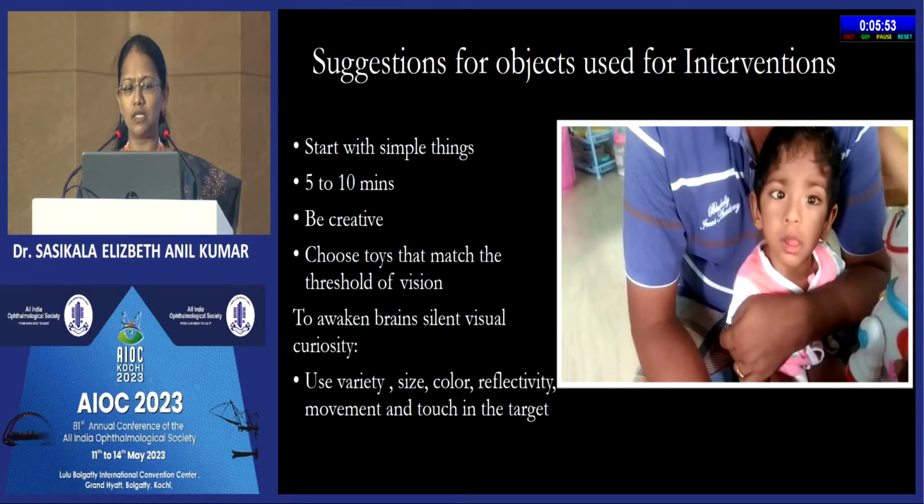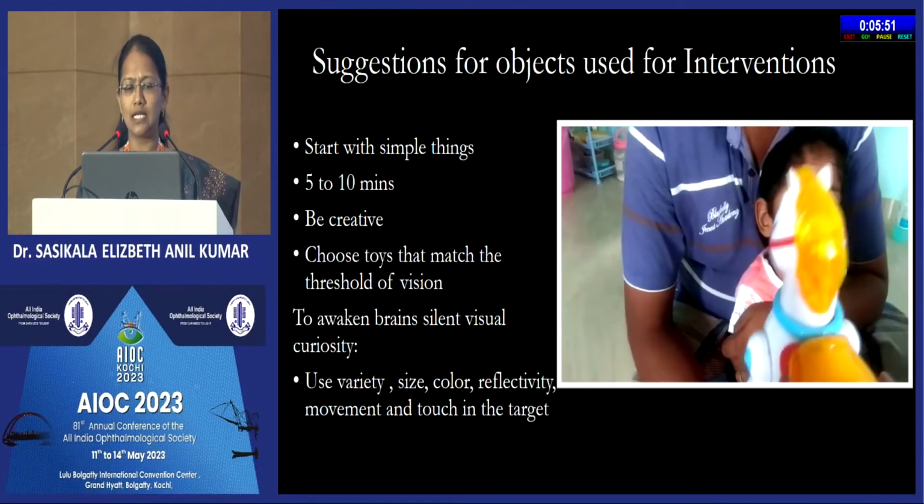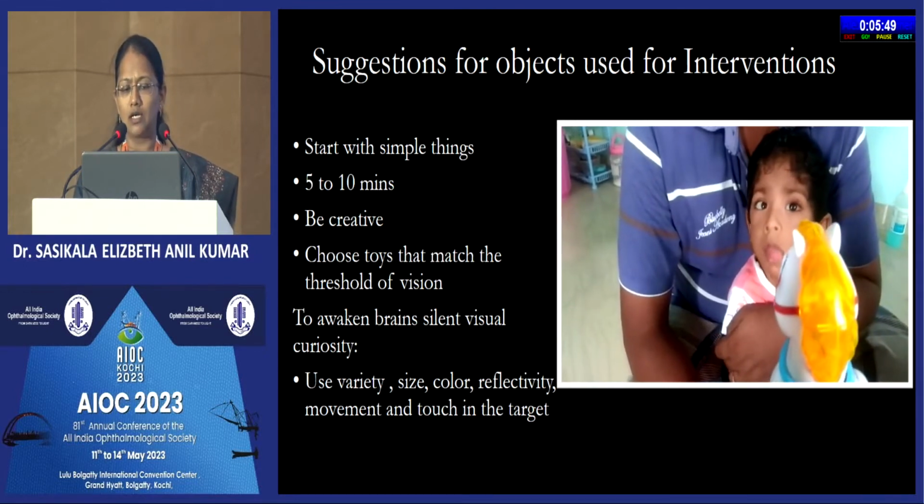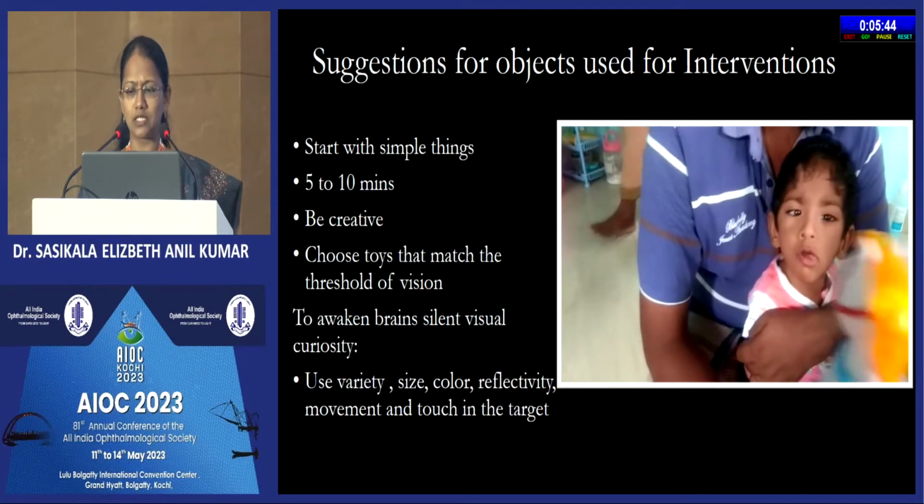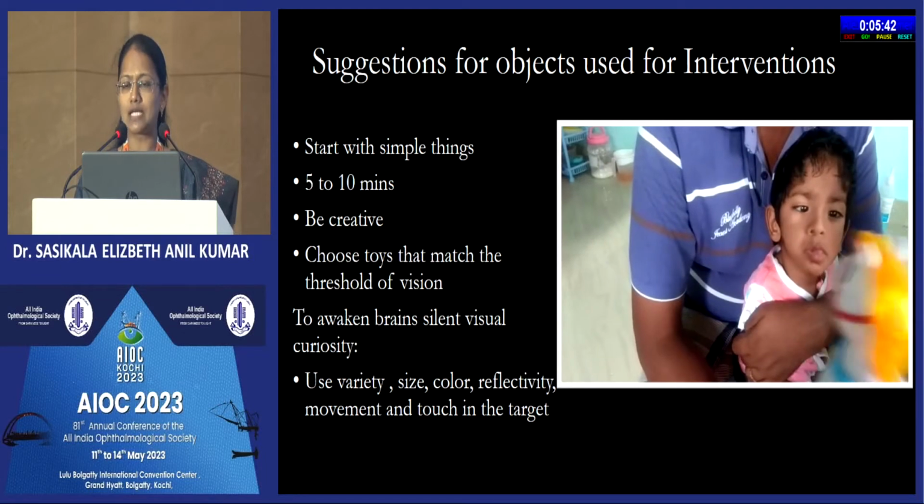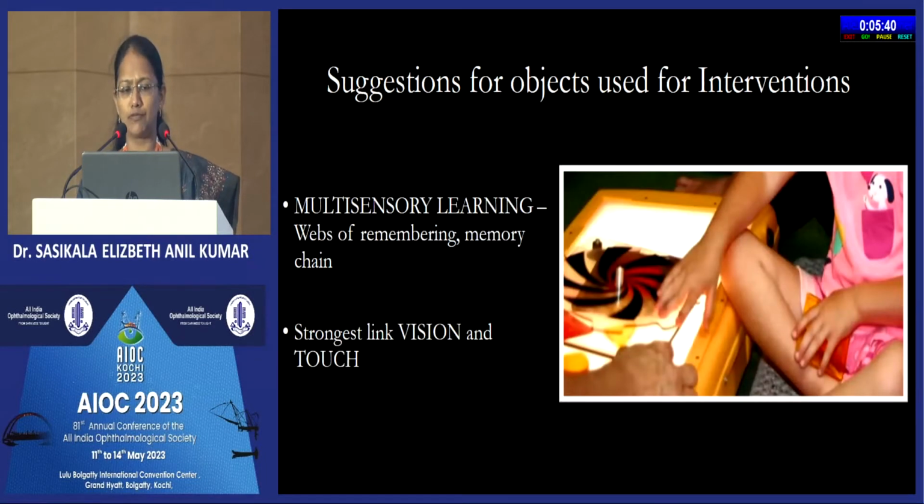Some suggestions: start with a simple object that is available at home, something the child is familiar with. It can be just 5 to 10 minutes when they start. It can be creative. It should be something that awakens the child's visual curiosity. You can use a variety of objects. Here the child is preferring a gaze, so always start the intervention from the gaze the child is preferring.